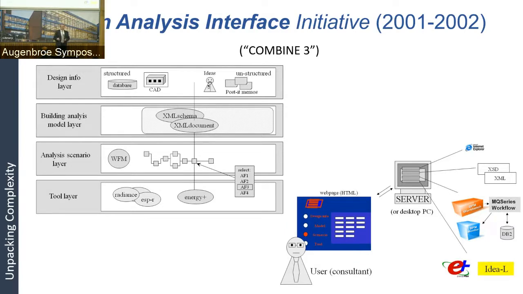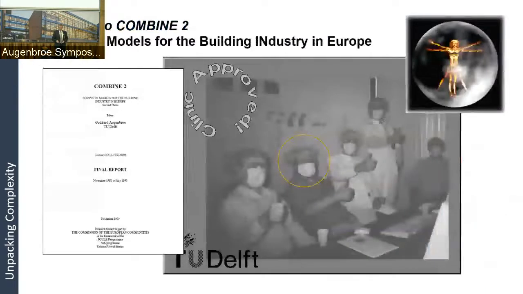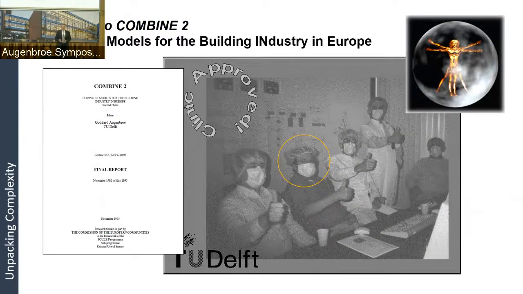So we went deep in the technology, but we also looked at the human side, and it made me realize that there was much more to Fried than meets the eye. And so I've been digging in the archive, and this is one of the black and white pictures. Not allowed to show them anymore. But this is Combine 2.